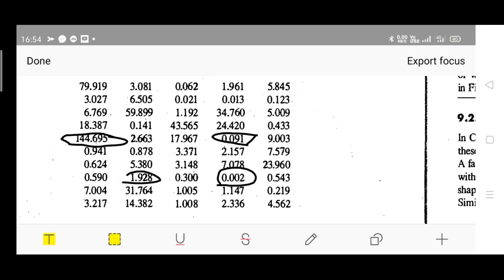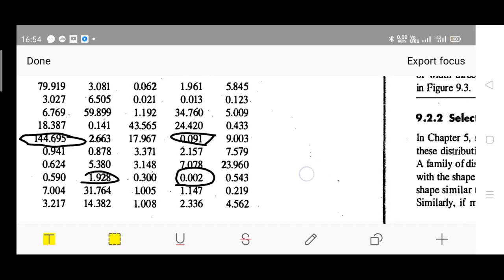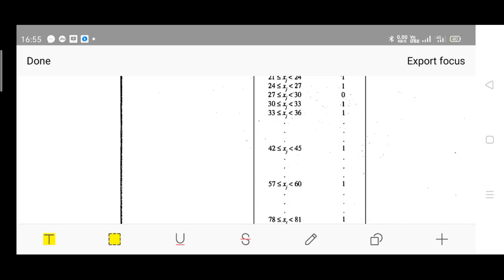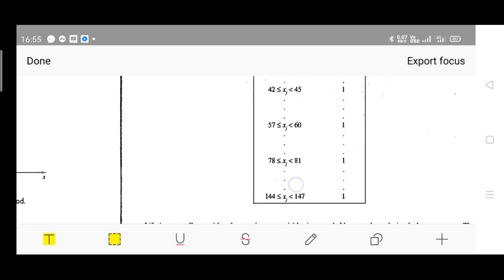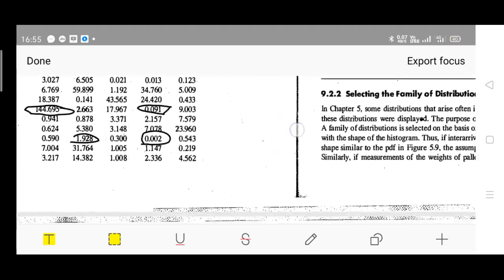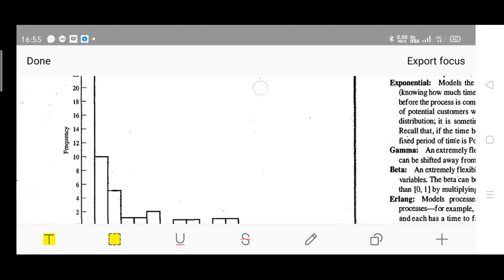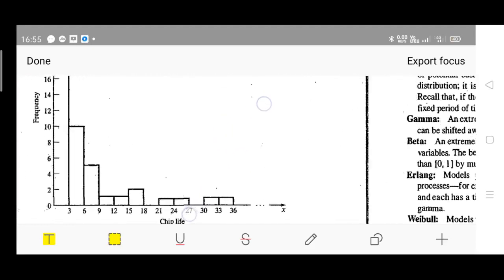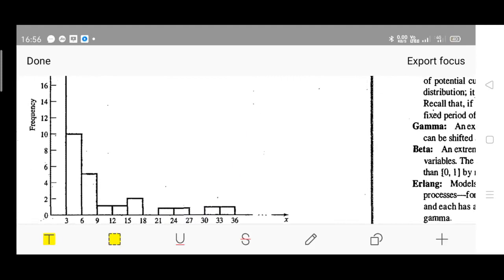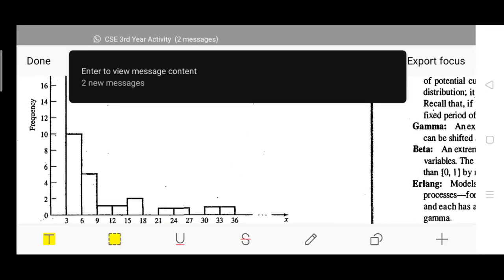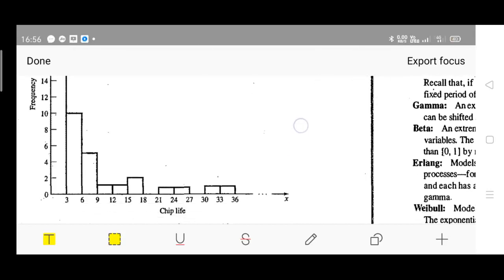Then 3 to 6, 3.081 should be considered for the count in the next class. What is the next class? The next class is the duration between 3 to 6 days, right? Fine. So after writing this table, we can easily plot the histogram. You can see here the diagram of frequency versus chip life, right? Frequency, of course, should be taken on the y-axis, as well as the other parameter should be taken on the x-axis.